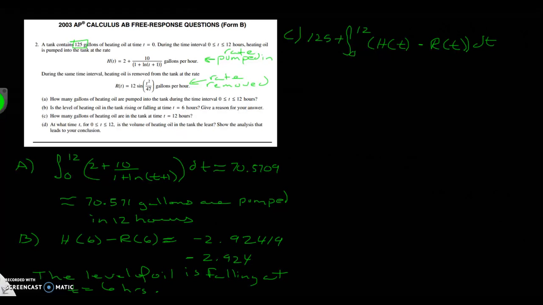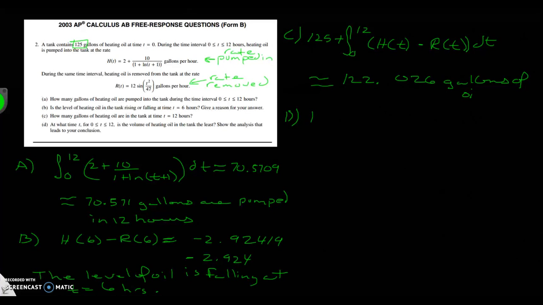And now when you do this, I got approximately 122.026 gallons of oil. Okay, part D. At what time t for 0 is less than or equal to t, which is less than or equal to 12, is the volume of the heating oil in the tank the least? Show the analysis that leads to your conclusion. So part D, we have to test endpoints.